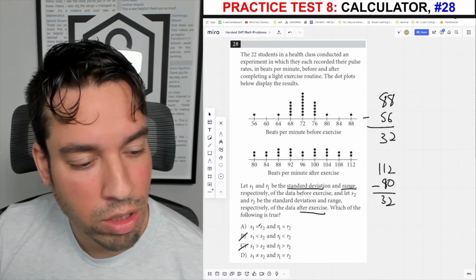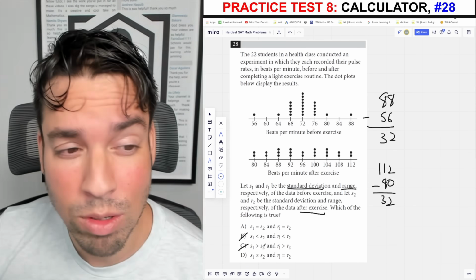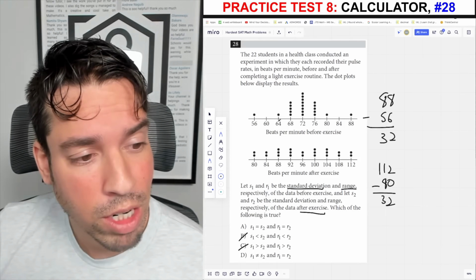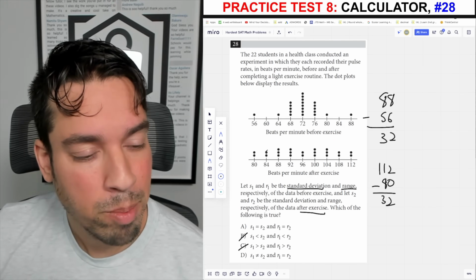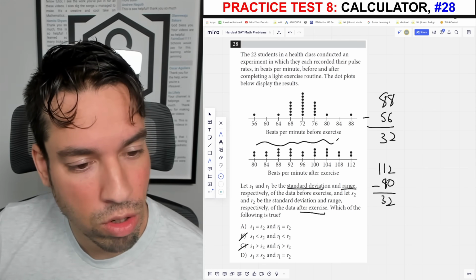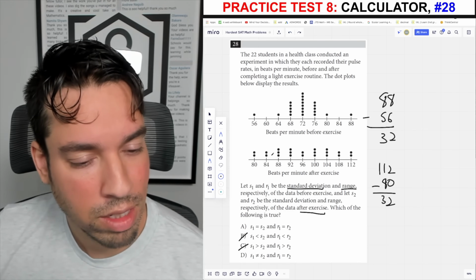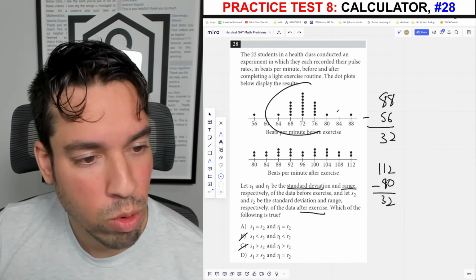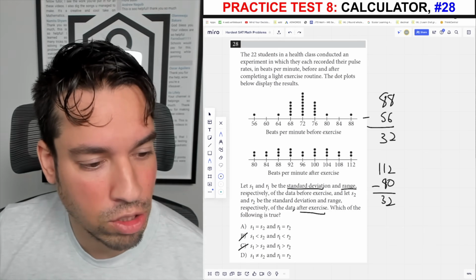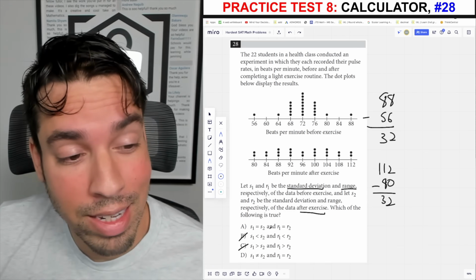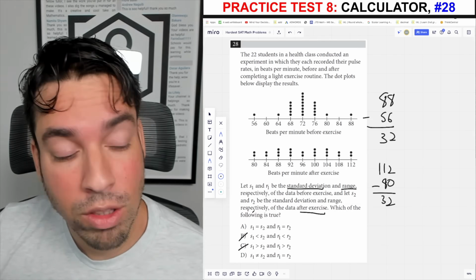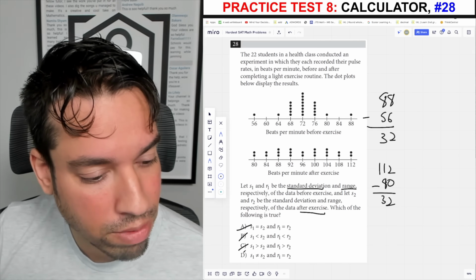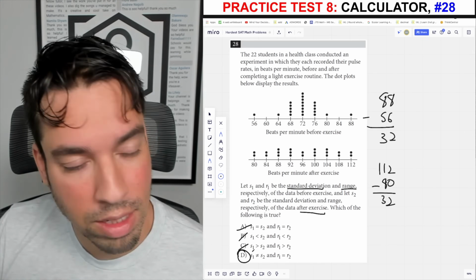Now the question is, are the standard deviations equal or unequal? As I said, because it measures the spread, yeah, they have the same range, but look how nice and evenly this is all spread out. So this is a larger standard deviation versus this one, it's more tightly packed around 72. So they're definitely not equal. It doesn't even ask which one's bigger, but just knowing that they're definitely not equal is enough to get you to the answer that D is the winner.